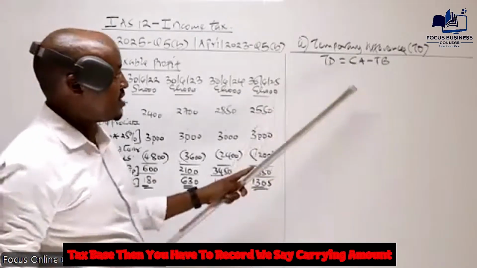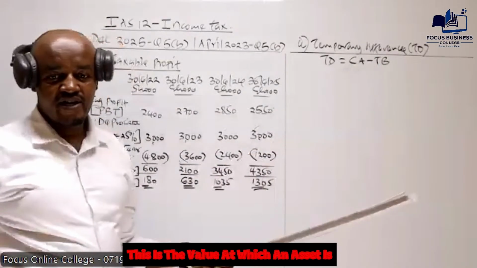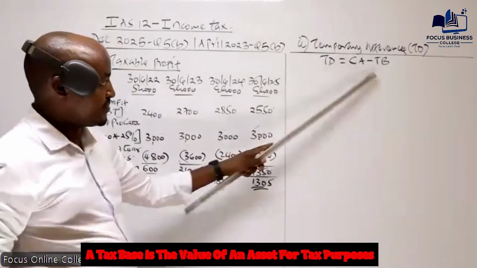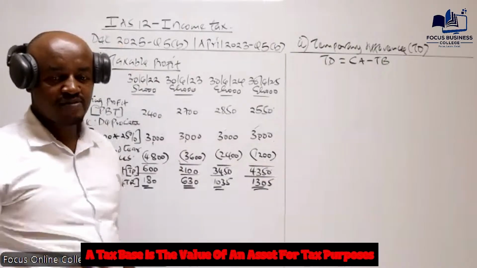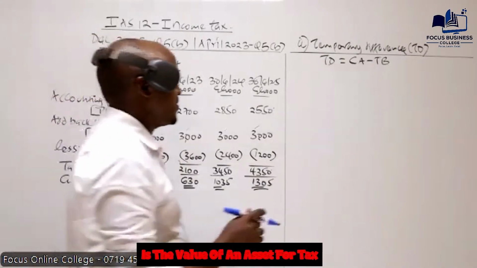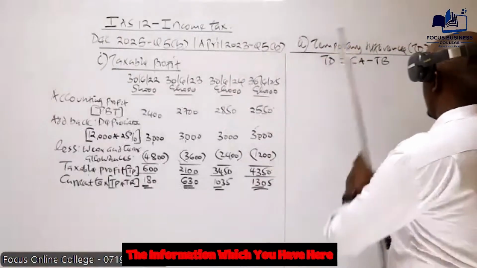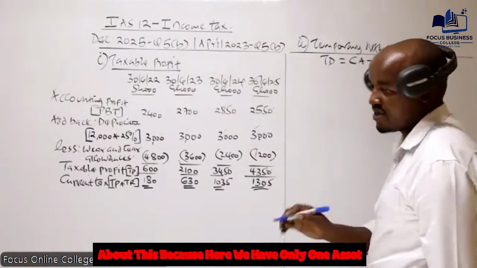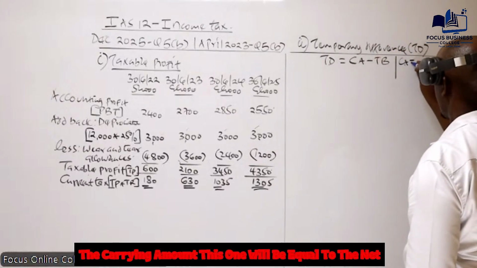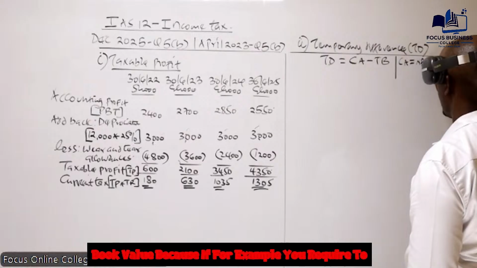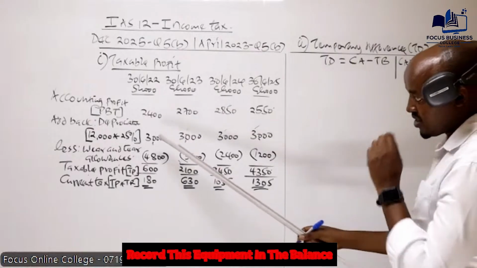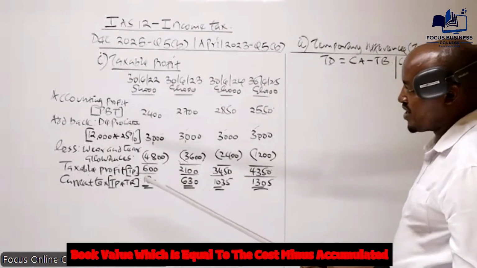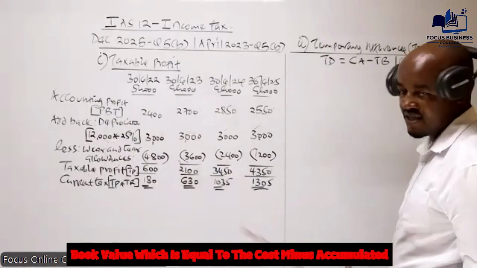Then recall, the carrying amount is the value at which an asset is recorded in the statement of financial position. A tax base is the value of an asset for tax purpose. From the information we have here, because we have only one asset, the carrying amount will be equal to the net book value. If you are required to record this equipment in the statement of financial position, you record it at the net book value, which is equal to the cost minus accumulated depreciation.